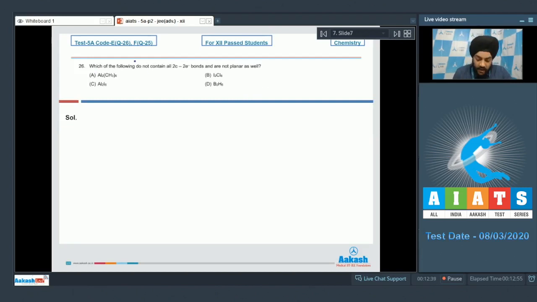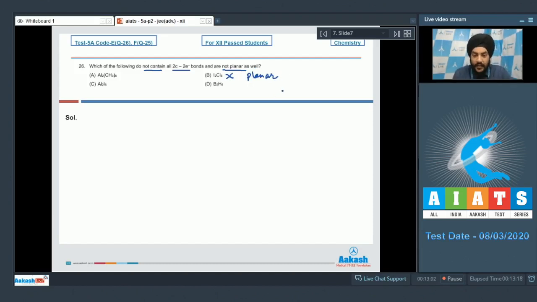Question number 26. Which of the following do not contain all 2 center 2 electron bonds and are not planar as well? So students, we have to look for those compounds which contain other types of bonds apart from the 2 center 2 electron bond, and they have to be non-planar. So students, we can directly eliminate option B, I2Cl6. It is a planar compound, so it is not going to be an answer for this question.